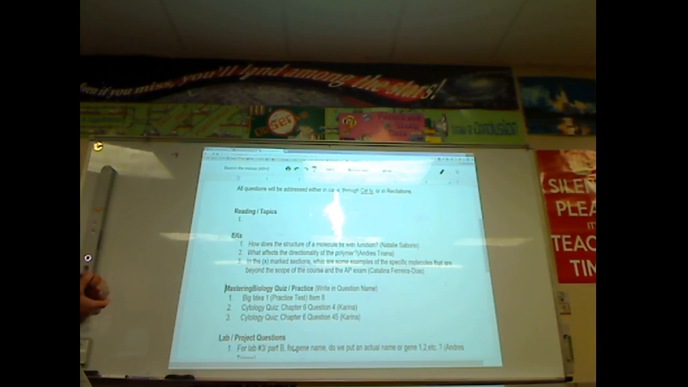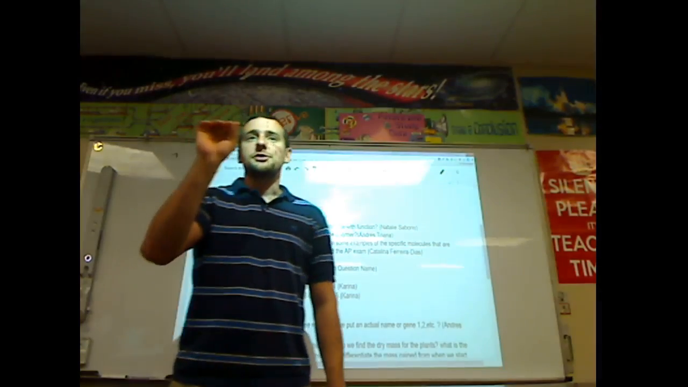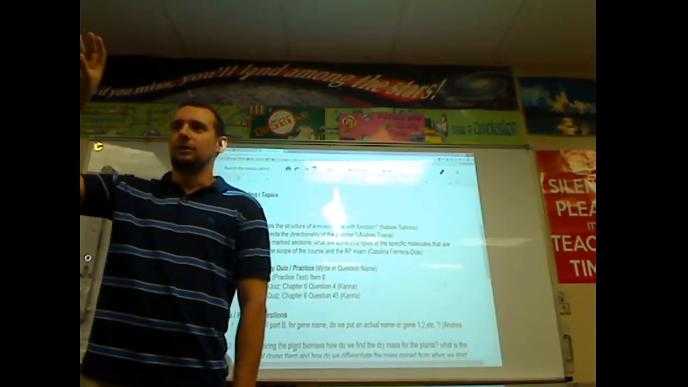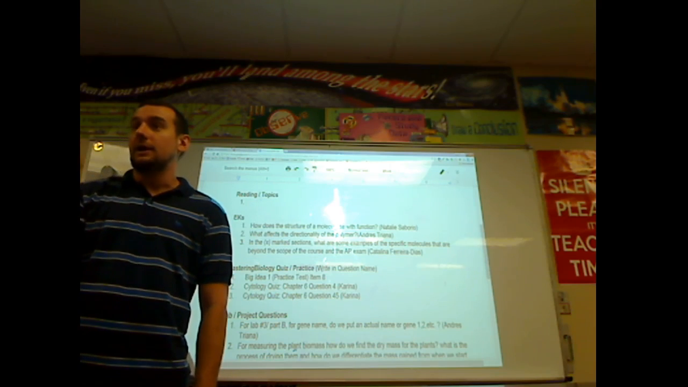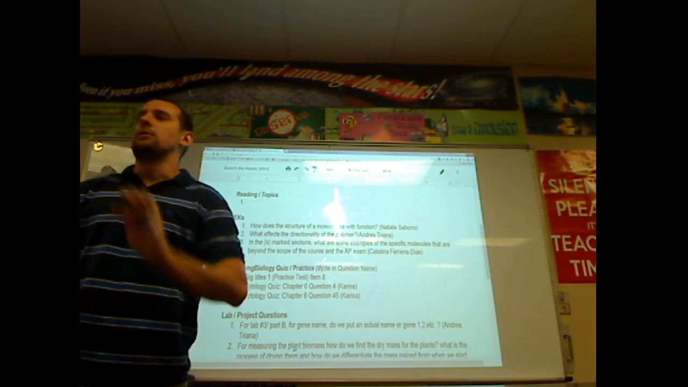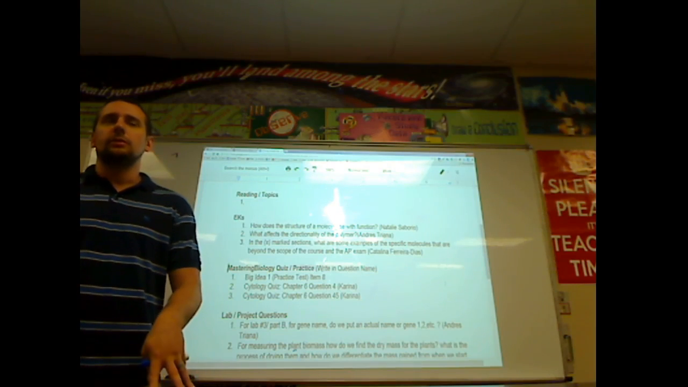In the X marked sections, there are some examples of specific molecules that are beyond the scope of the course. What they mean is that you don't need to know the actual structure of the proteins, the actual structure of enzymes. I'm not saying you need to know what hemoglobin looks like. Are you with me?